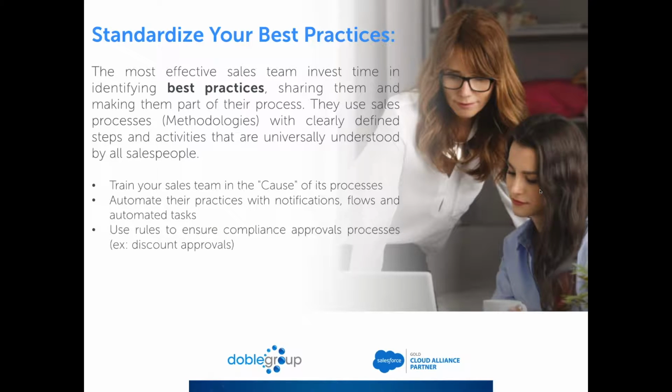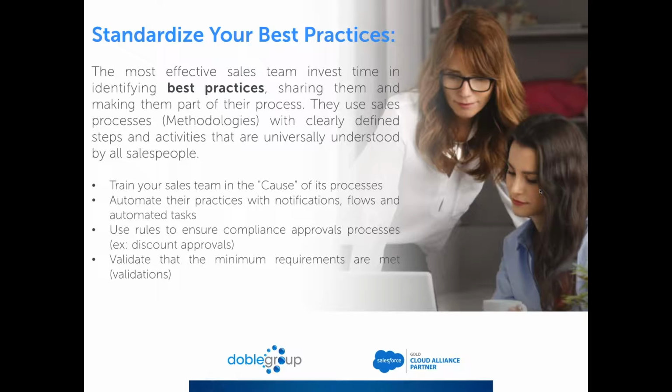Use rules to ensure compliance. For example, allow them to do a certain level of discounting, but if they go above that level of discount, create an automation so that you can approve it in the CRM. Don't create more bureaucracy and layers. If you do it in the CRM, you'll have all the audit trails you need to ensure governance and compliance.